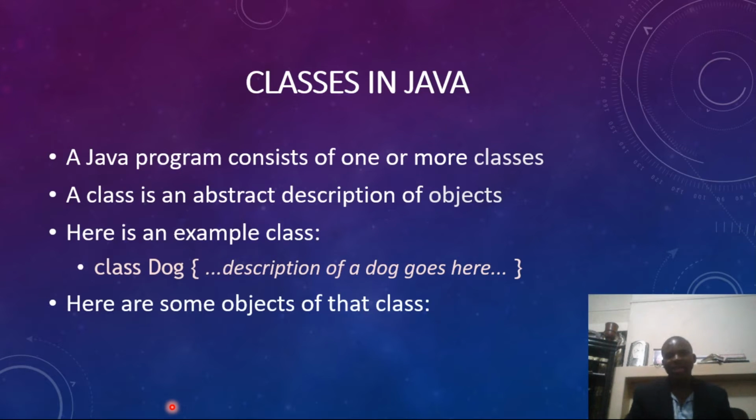What are classes in Java, guys? A class is just a description of an object, right? This is an abstract description of an object, because what an object can hold are the things that we find in a class, right?